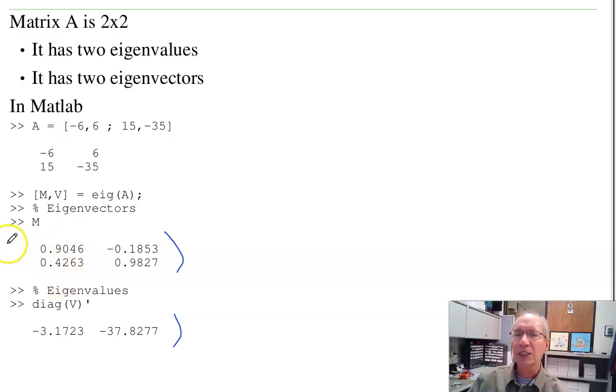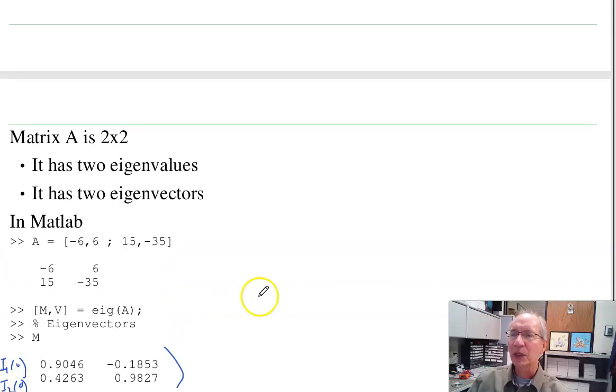If this is my initial condition, so here's I1 of 0, here's I2 of 0. Make the initial condition the slow eigenvector, that'll decay slowly. Make the initial condition the fast eigenvector, that decays quickly. And it kind of makes sense. If both the currents are positive, I decay slowly. If they're opposite in sign, they decay quickly.